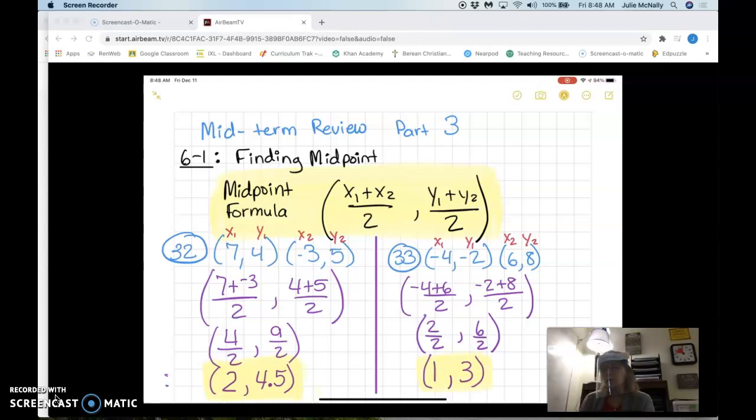And that's all there is to the midpoint formula. And that's all for today's review. On Monday, we're going to review slope, slope formula, slope intercept form, and point slope form. And Tuesday, we're probably just going to practice IXL as a review.